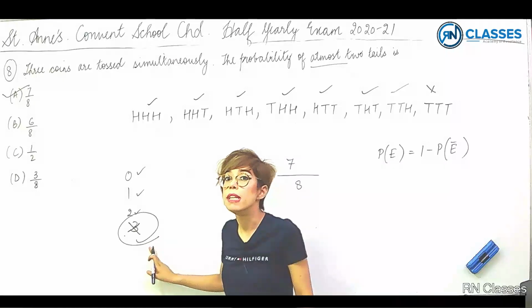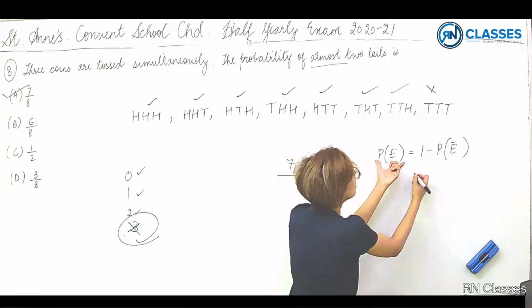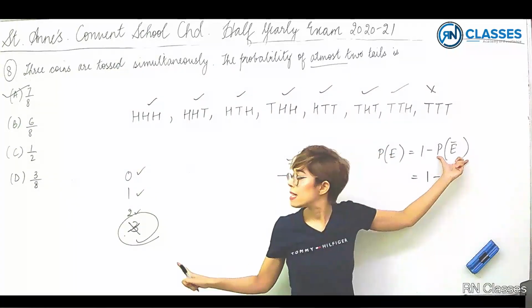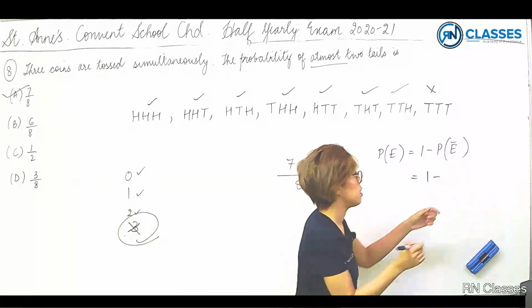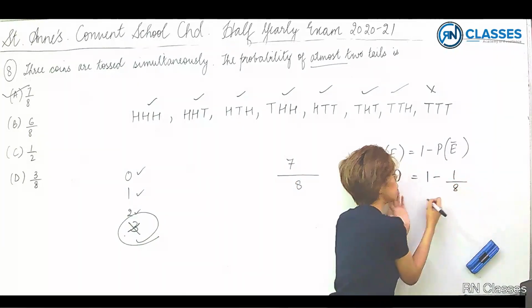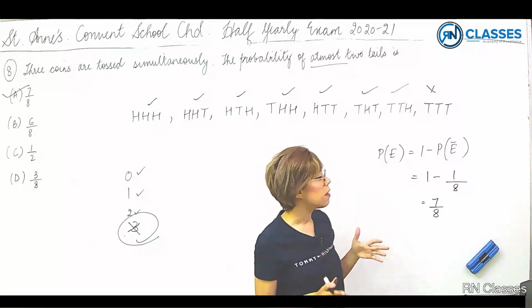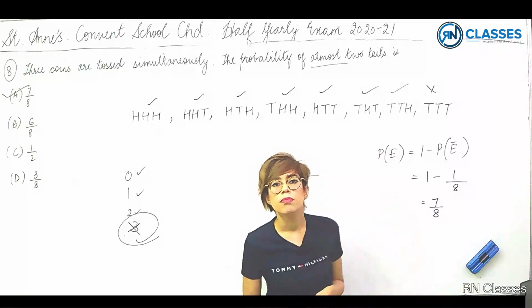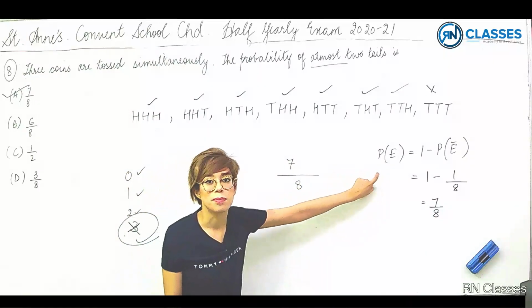Non-occurrence, that is the probability of getting 3 tails. If I want to calculate this, I'll write 1 minus the probability of non-occurrence. Non-occurrence as in 3 tails are occurring, right? So that will be just one case, so 1 by 8. So this will also give you 7 by 8. Both methods are fine, but in higher classes you should use this, because there the numbers will be bigger. So I think this is quite interesting.